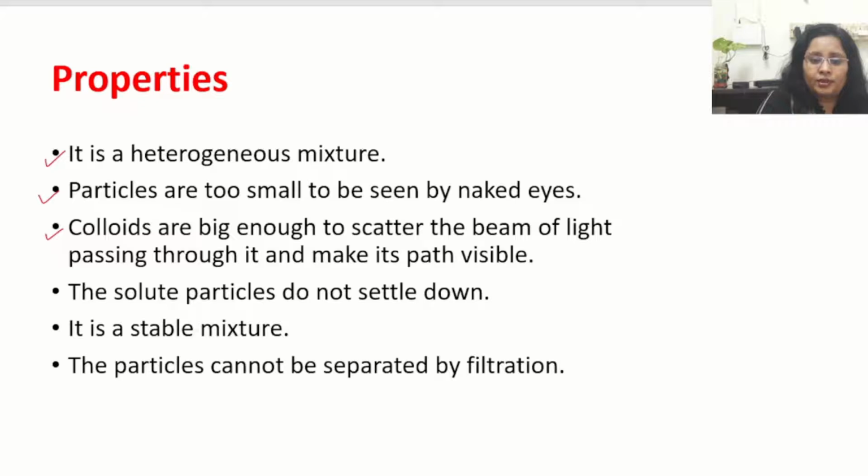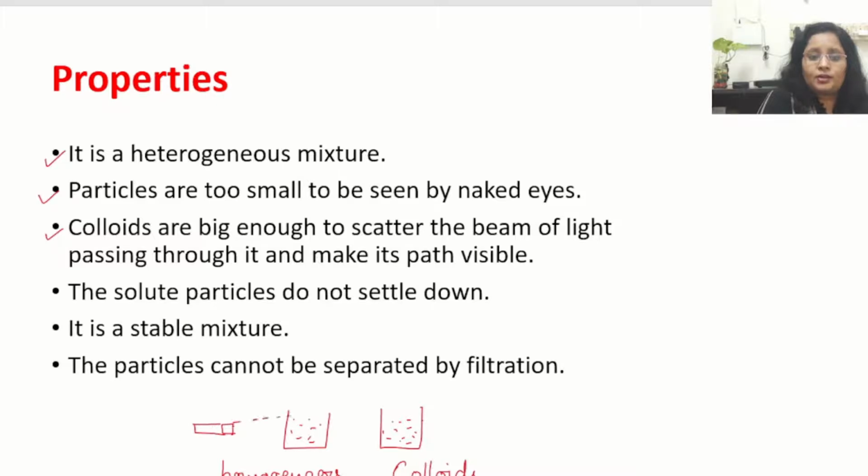I can draw an example over here. If we have two solutions, this is a homogeneous solution and this is heterogeneous, or we can say a colloid directly. I am giving the example of a colloid. So this is a homogeneous solution and this is a heterogeneous solution, or we can say the colloid, and here we have a source of light.